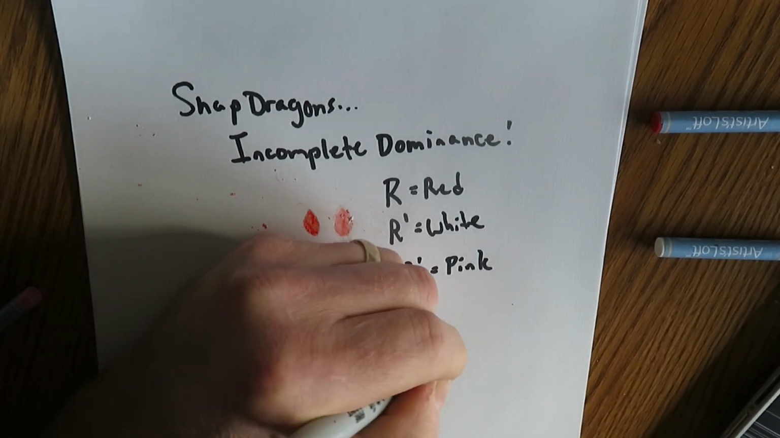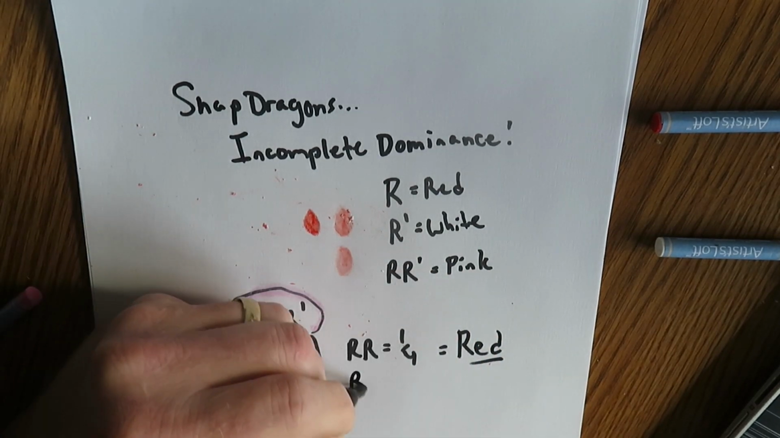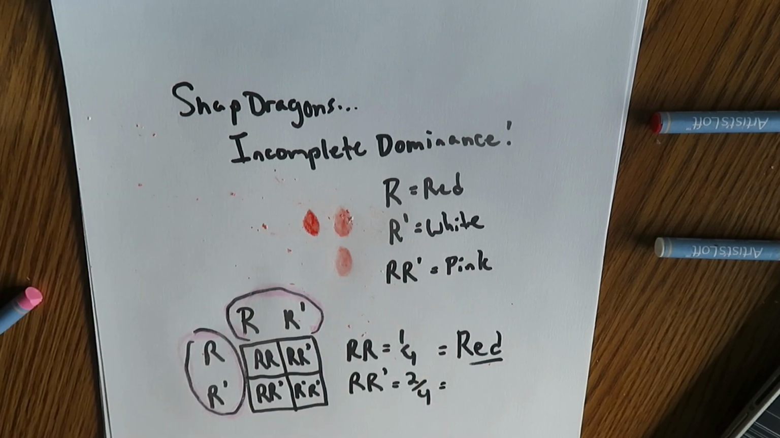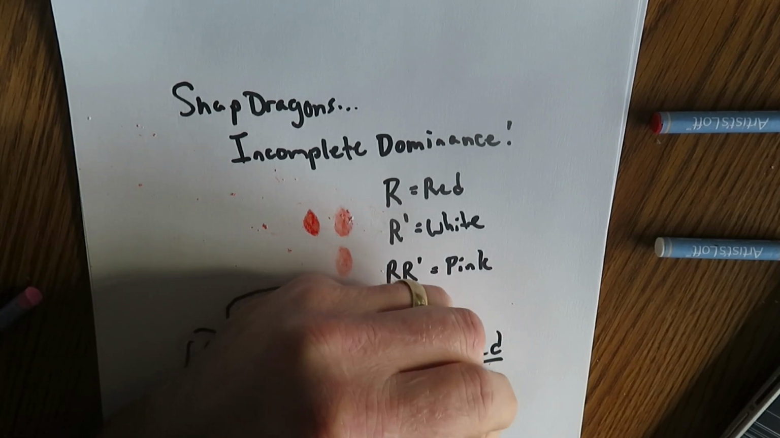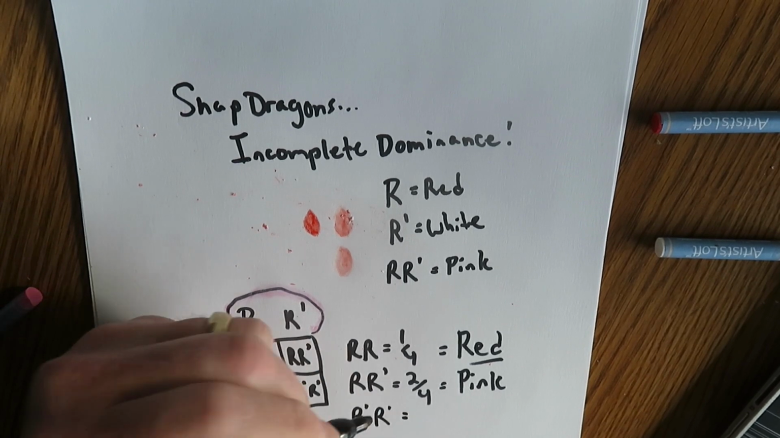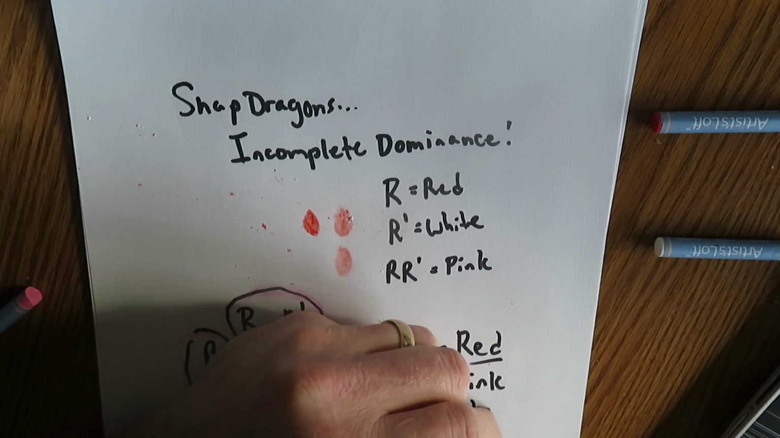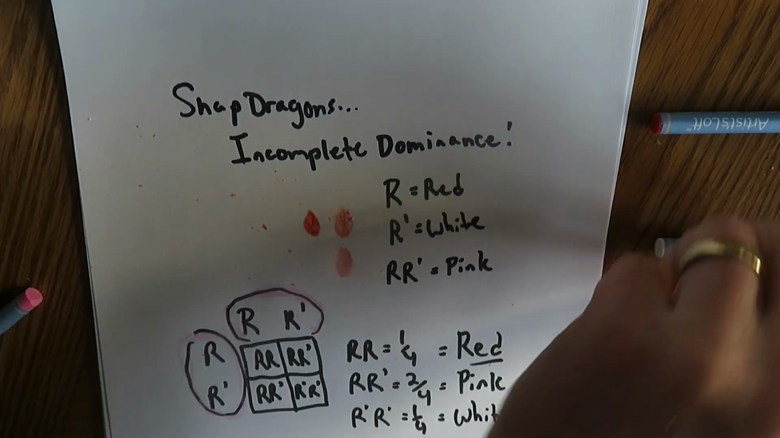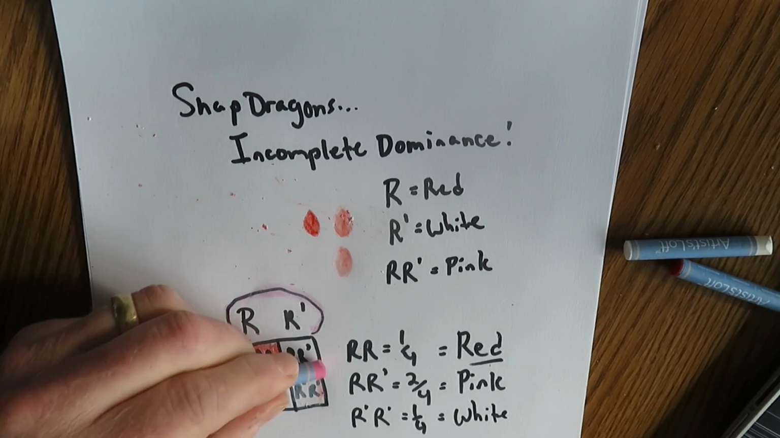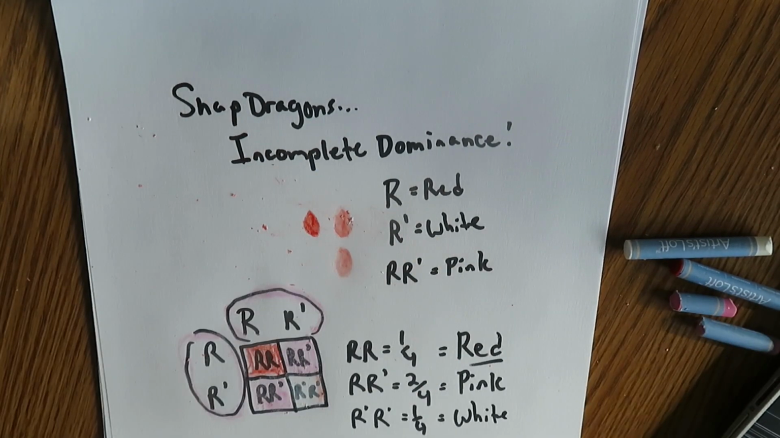So RR is simply going to be red. That's 1/4. R R prime is going to be 2/4, and that's where they mix like paint. That's my original pink snapdragon. And then R prime R prime, that's that sort of really recessive thing. That's the 1/4 that are white. Now remember, I said recessive, but these are all incomplete dominants. They all have equality. When you're all done, this is kind of what you look at. You've got 1/4 red, 2/4 pink, and 1/4 white.